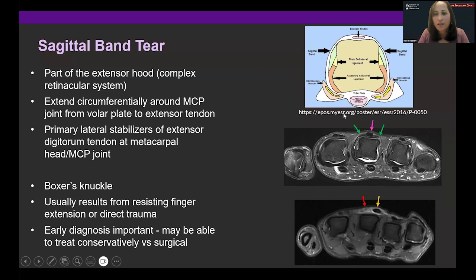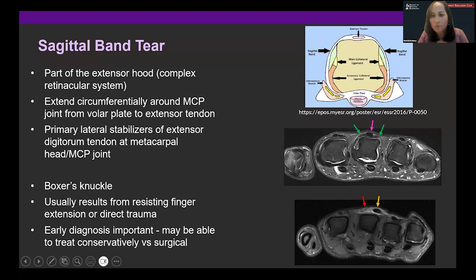So if we're looking at what would be an axial image of the metacarpal phalangeal joint, here's our volar aspect, we see the volar plate. Here's our dorsal aspect, you see the extensor tendon centrally. And then we have our two sagittal bands, the radial and ulnar sagittal bands that extend around from the volar plate to the extensor tendon.